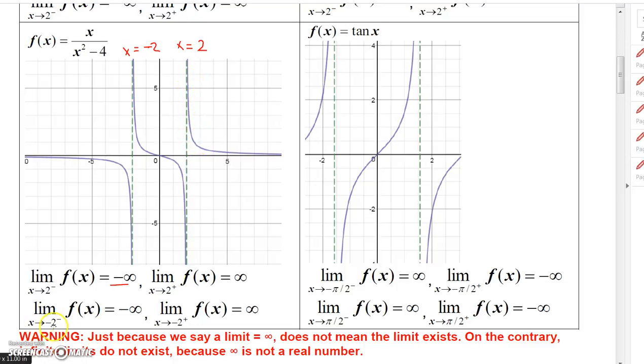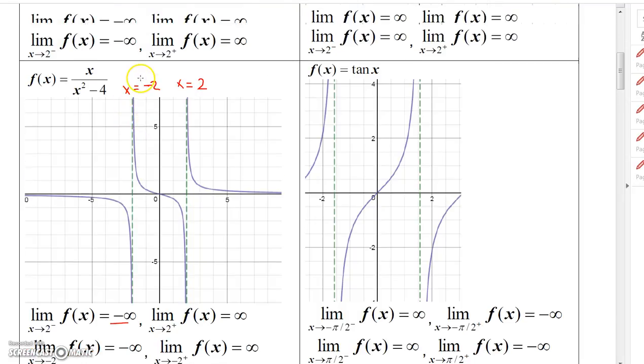Now let's do negative 2. The limit as x goes to negative 2 from the left, it's going to negative infinity, and negative 2 from the right, the graph is going to plus infinity.